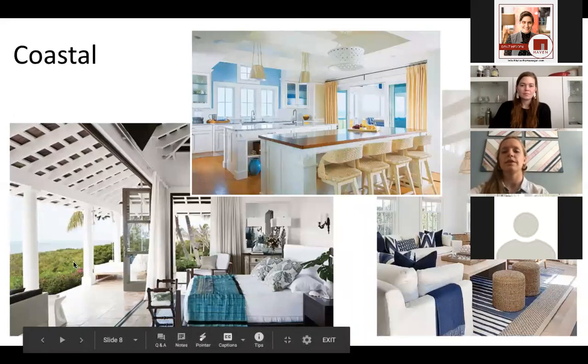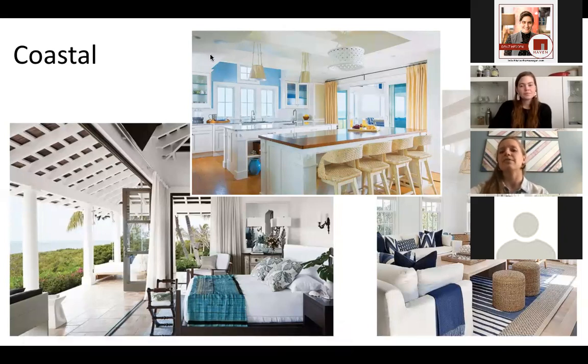So coastal here is next. This style is super casual and beachy. It's all about bringing the natural elements of the coast into the home. So you've got blue tones to mimic the ocean, whitewashed woods nod to the sand and the sun, and then natural materials like linen, rattan, and seagrass bring the beachy dunes inside.